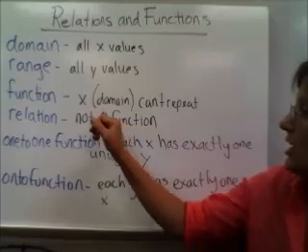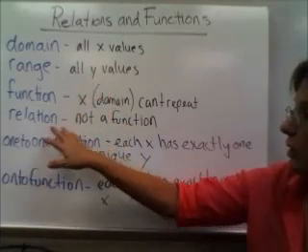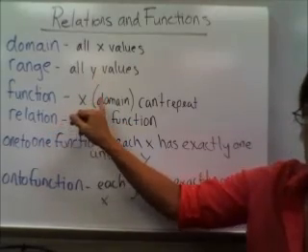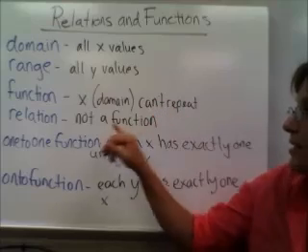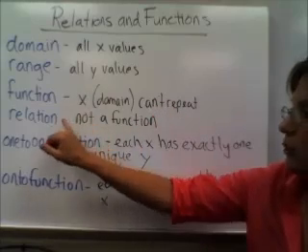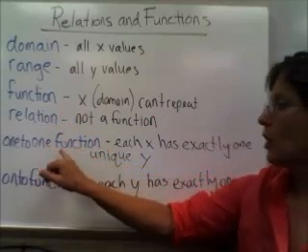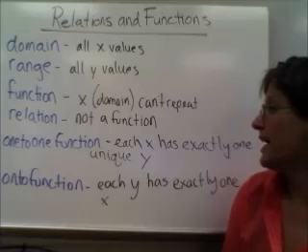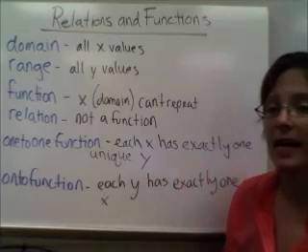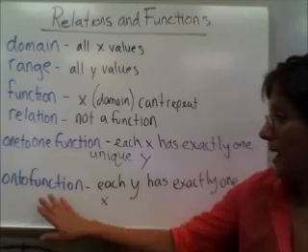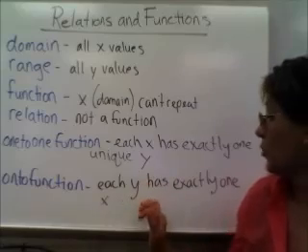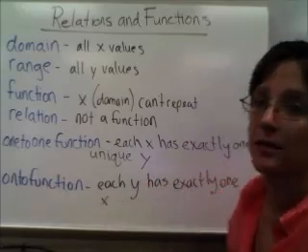A function is any sort of relation where your x or your domain can't repeat. And if it's not a function, we just call it a relation. A one-to-one function is where each x has exactly one unique y, and an onto function is where each y has exactly one x.